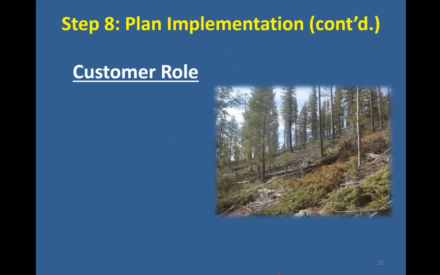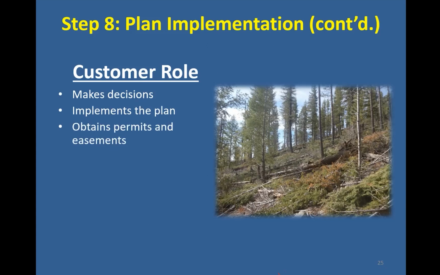So part of this plan implementation, from the customer's or producer's role, is the following. Again, you're in the driver's seat, you make the decisions. You implement the plan. Obtain permits and easements. That's going to be the responsibility of the landowner. Whenever we're doing even CTA, we're going to recommend that you obtain all permits and easements because it's part of our planning process. Comply with all laws and regulations.